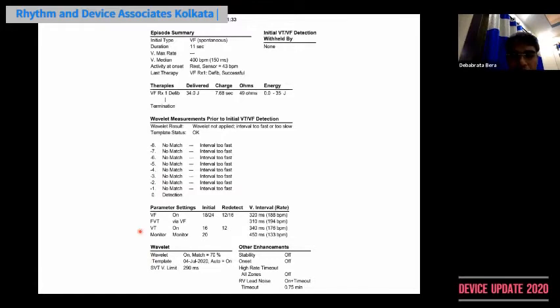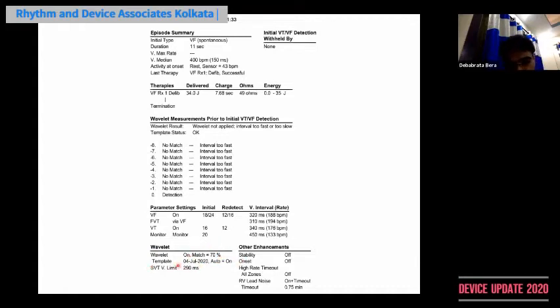And this is how they program the zones: VT zone, fast VT zone, and VF zone. This is a Medtronic device, and what we spoke about. So wavelet means morphology match. We have kept a 70% score here.